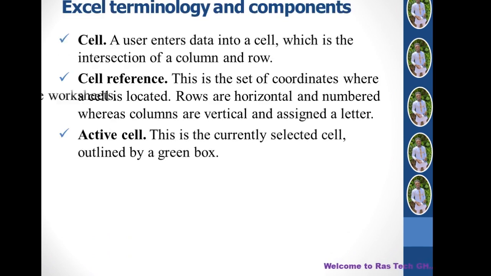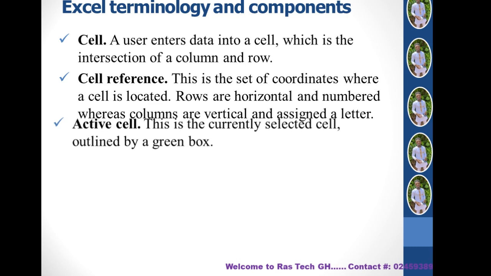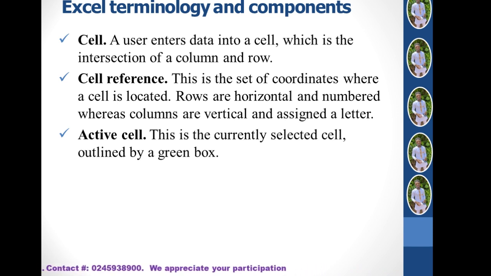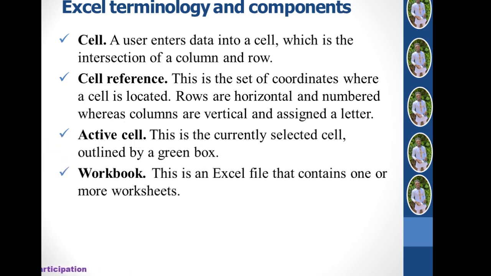Okay, so the last time we ended at the cell reference, right? So now we have the active cell. This is the currently selected cell, outlined by a green box. Now, someone may ask, what is that thing? We'll go there and see. Now let's move on to the next one. We are still on terminologies.